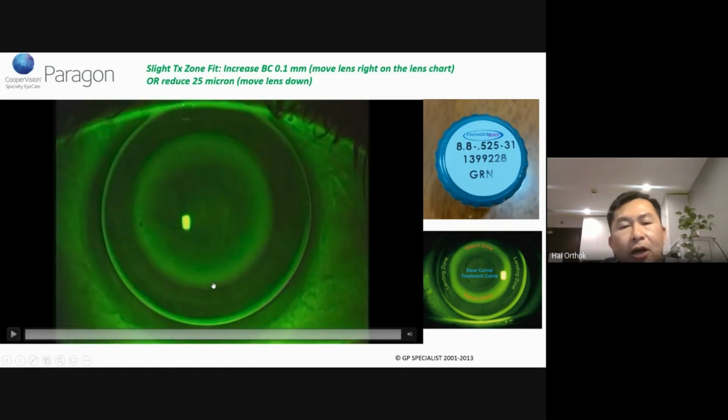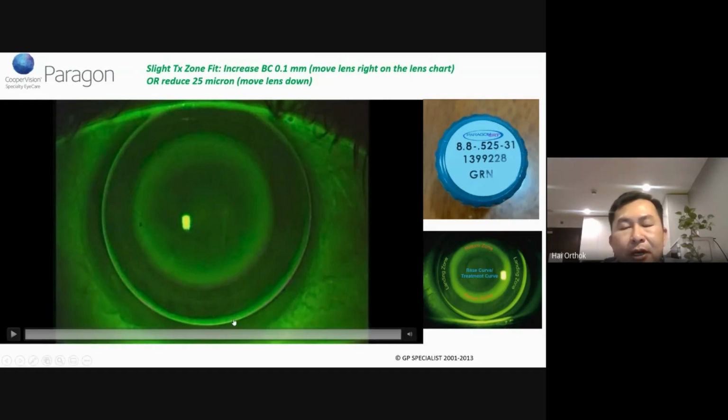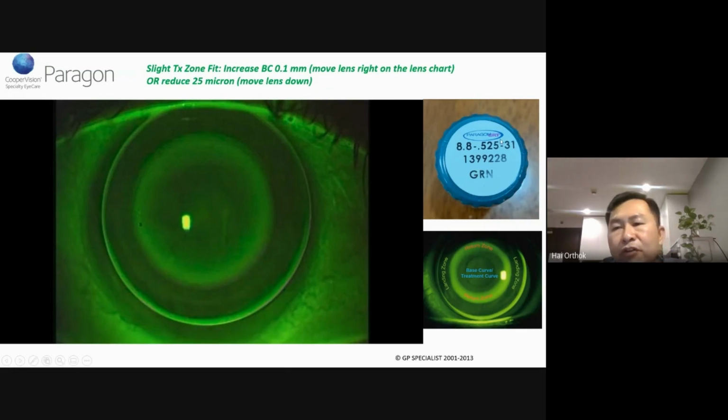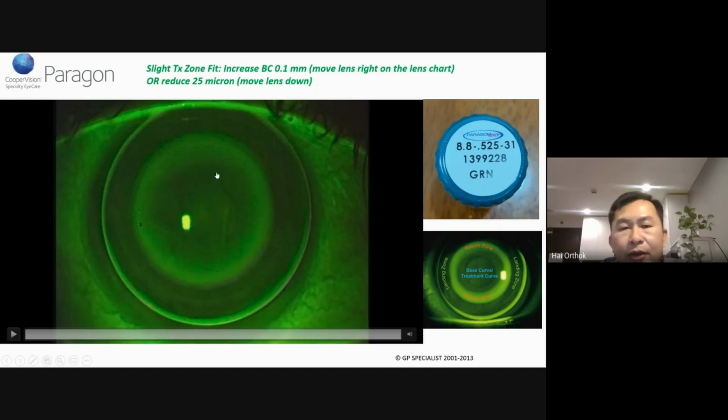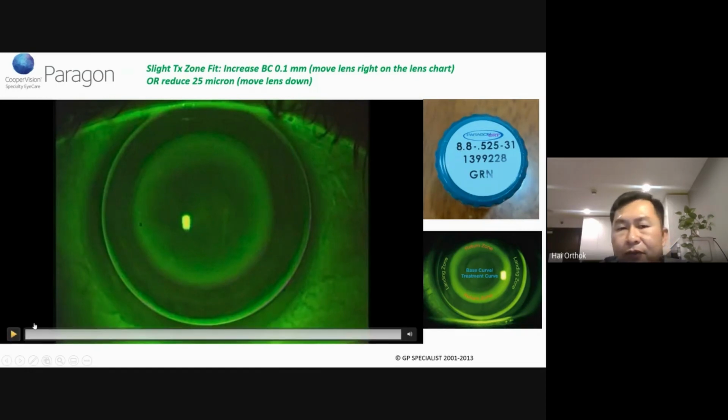Well, we might also be able to move the lens down if the lens shows a little bit of vaulting and it also shows a little bit of steepness. So in this case, with the IC lens, we can move the lens down half diopter. With Paragon CRT, moving the lens down half diopter means we reduce the reverse zone depth by 25 micrometers. But because the lens is well centered, the best thing to do in this case is to increase the base curve by half diopter for CRT lens or even for the IC lens.